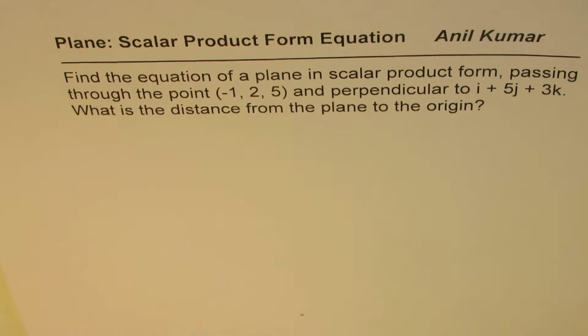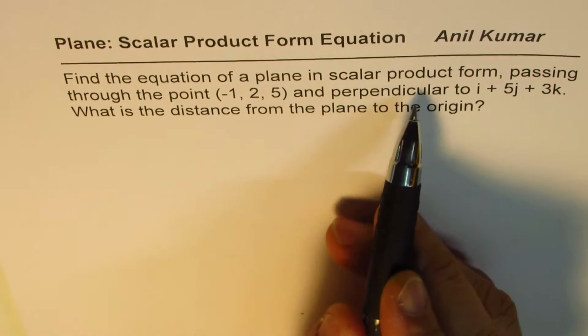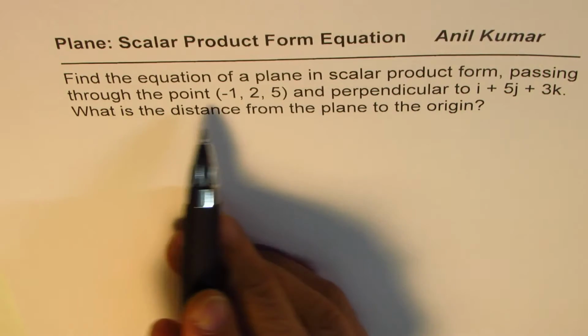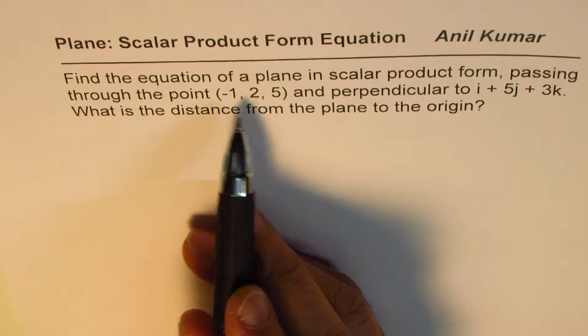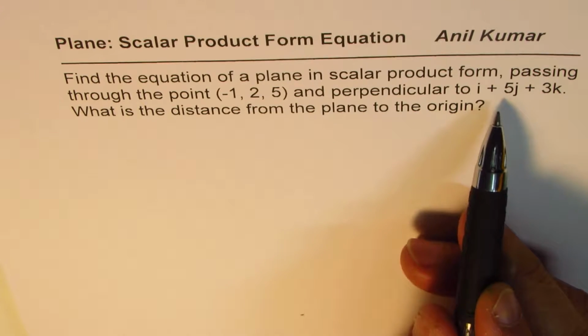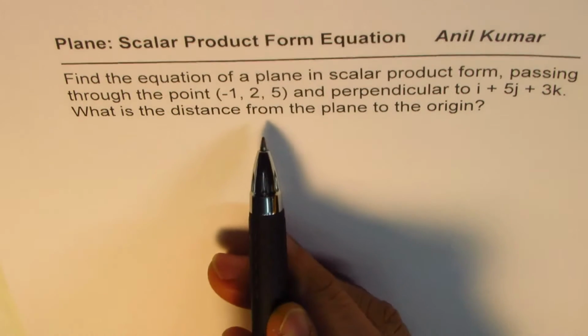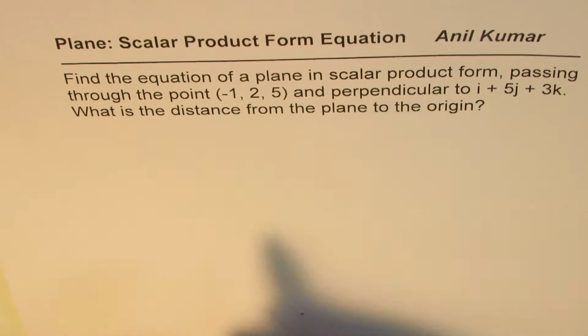form. The question here is: find the equation of plane in scalar product form passing through the point (-1, 2, 5) and perpendicular to i plus 5j plus 3k. What is the distance from the plane to the origin?